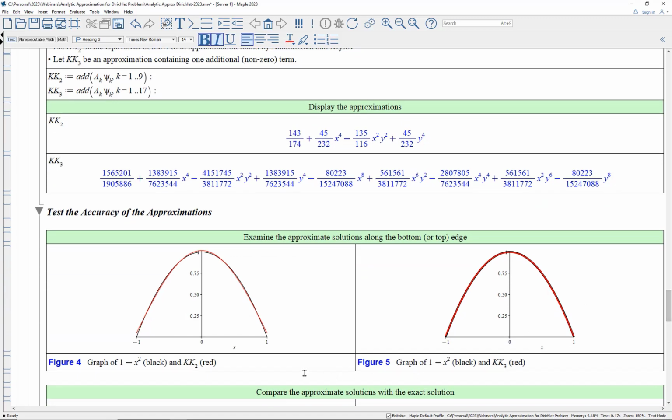So first of all, I have graphed this approximation on its edge and compared it to what it should be. So what it should be is in black, and what it is approximately is in red, and it's close, but it doesn't win a prize. The three-term approximation, the red and the black are indistinguishable.